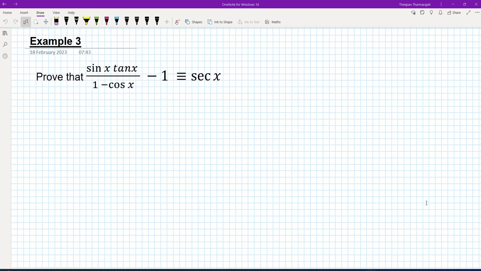Here's a question for you to try. You can pause the video, and when you're done, I will go through my worked solution. Okay, welcome back. So we need to prove that sin x tan x over 1 minus cos x, minus 1, is identical to sec x.